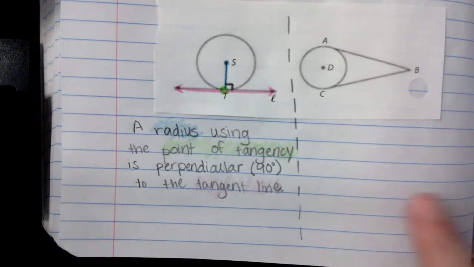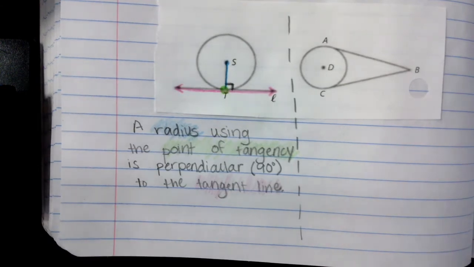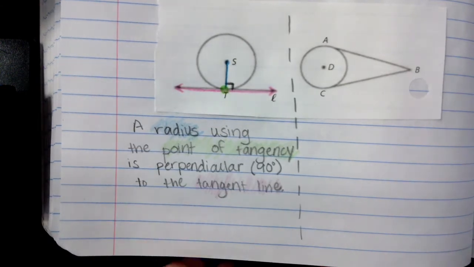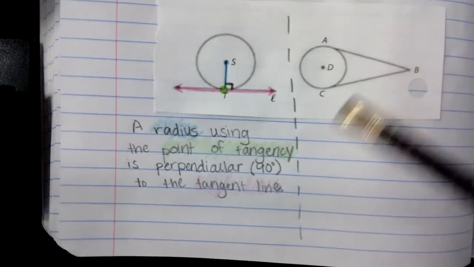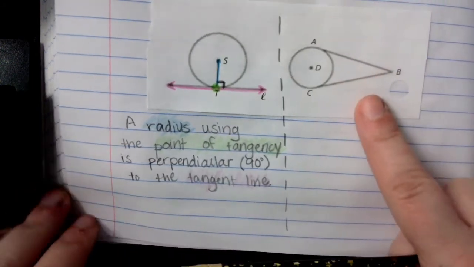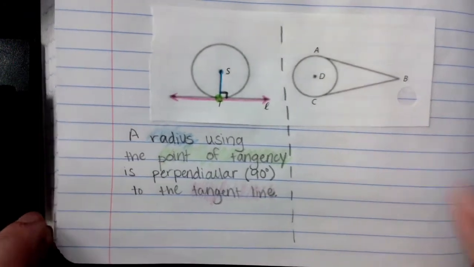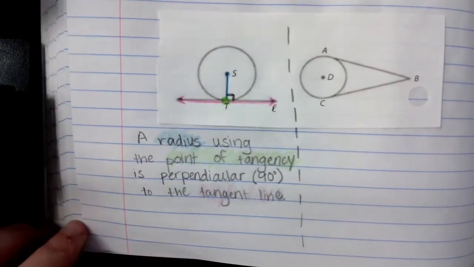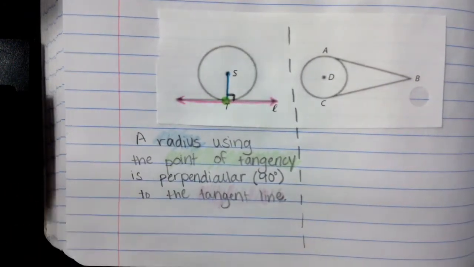All right, we have one more thing before we get started on some examples. How many tangents are in this problem here? How many lines touch that circle exactly once? 2. Which line touches the circle exactly once?